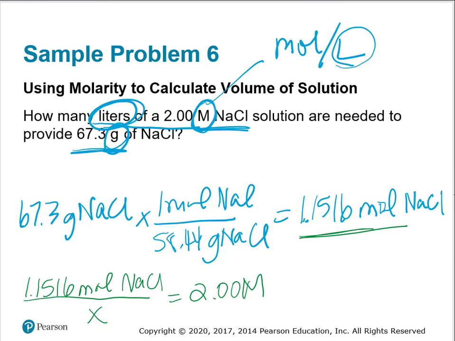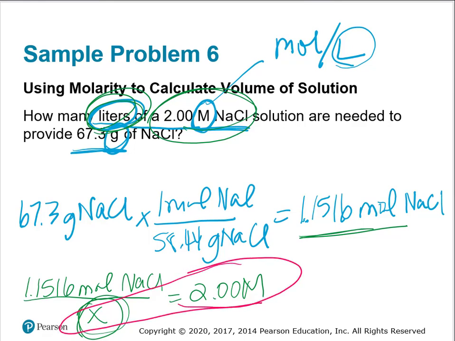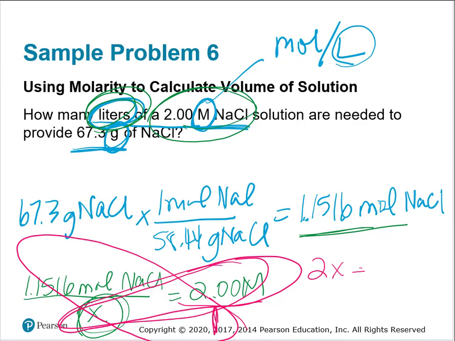Now let's write it out to figure out how to find how many liters. That liters is my denominator. So I put my moles on top, divided by X is equal to that 2 molar solution. I don't like working with fractions, so I'm going to cross multiply here and do 2 times X. 2 is the same as 2 over 1, right? So I'm going to say 2 times X is equal to, I'm going to cross multiply here, 1.1516 times 1 is 1.1516, and then I'm going to divide both sides by 2 to get X by itself.